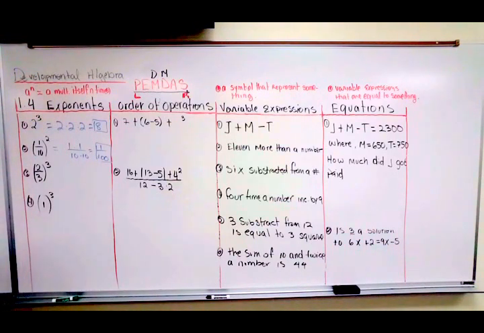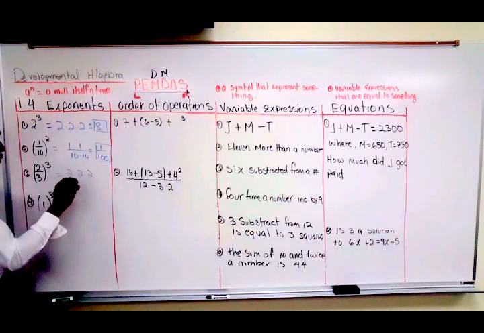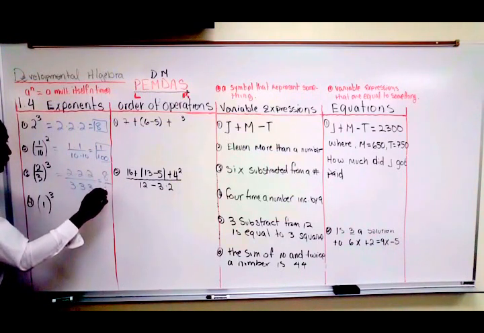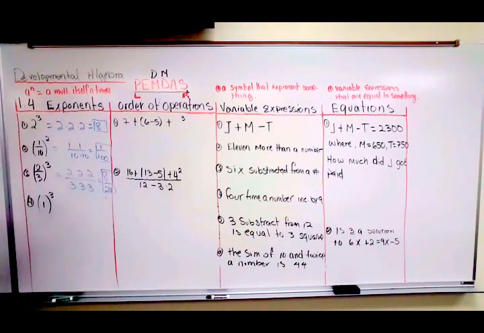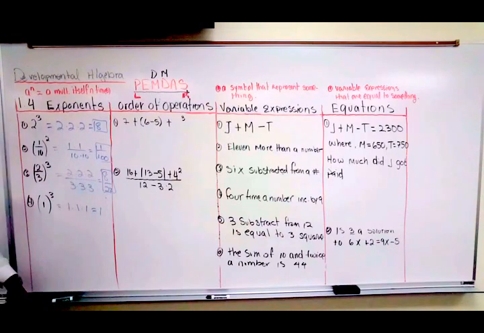For 2/3, it means you're going to have 2/3 to the third. That means you're going to multiply 2/3 by itself 3 times. So you have 2 times 2 times 2 over 3 times 3 times 3. The top gives you 8, and the bottom gives you 27. And that will be your answer, 8 over 27. As far as 1 to the third, same thing: 1 times 1 times 1, and of course that will be 1.